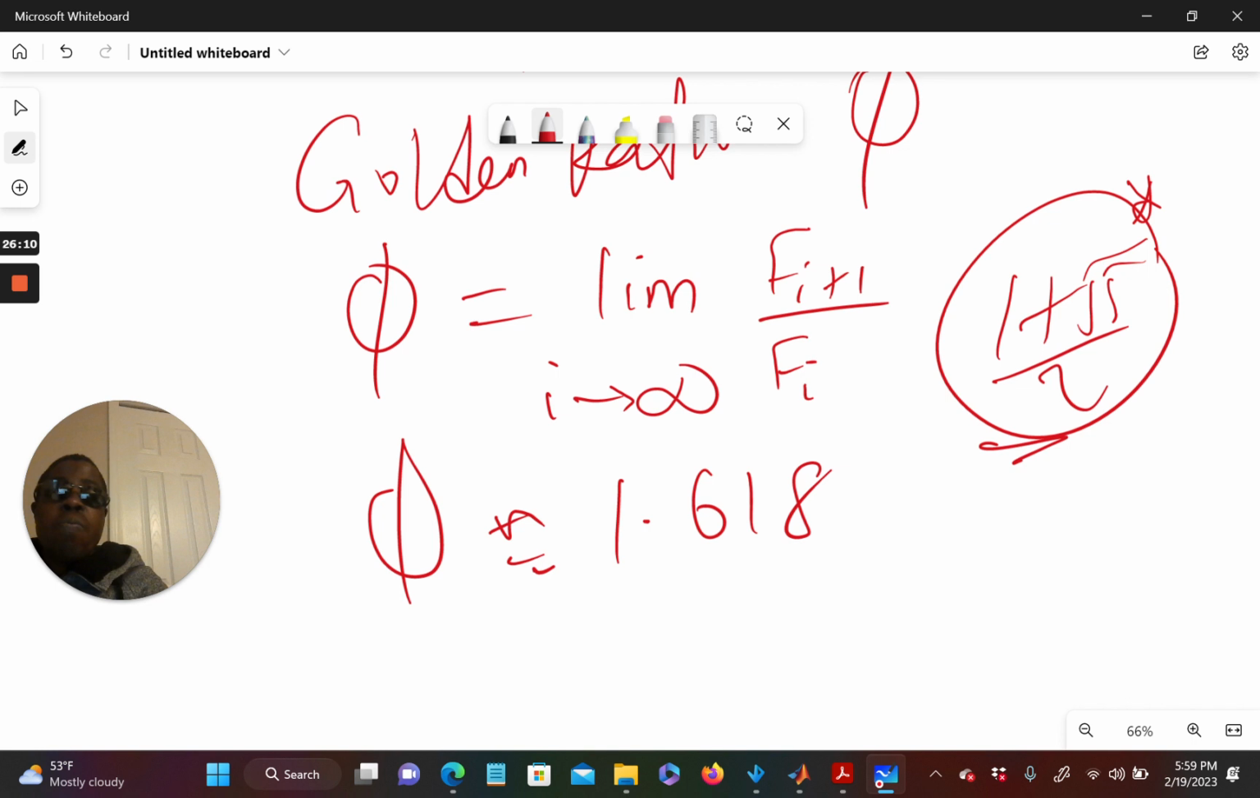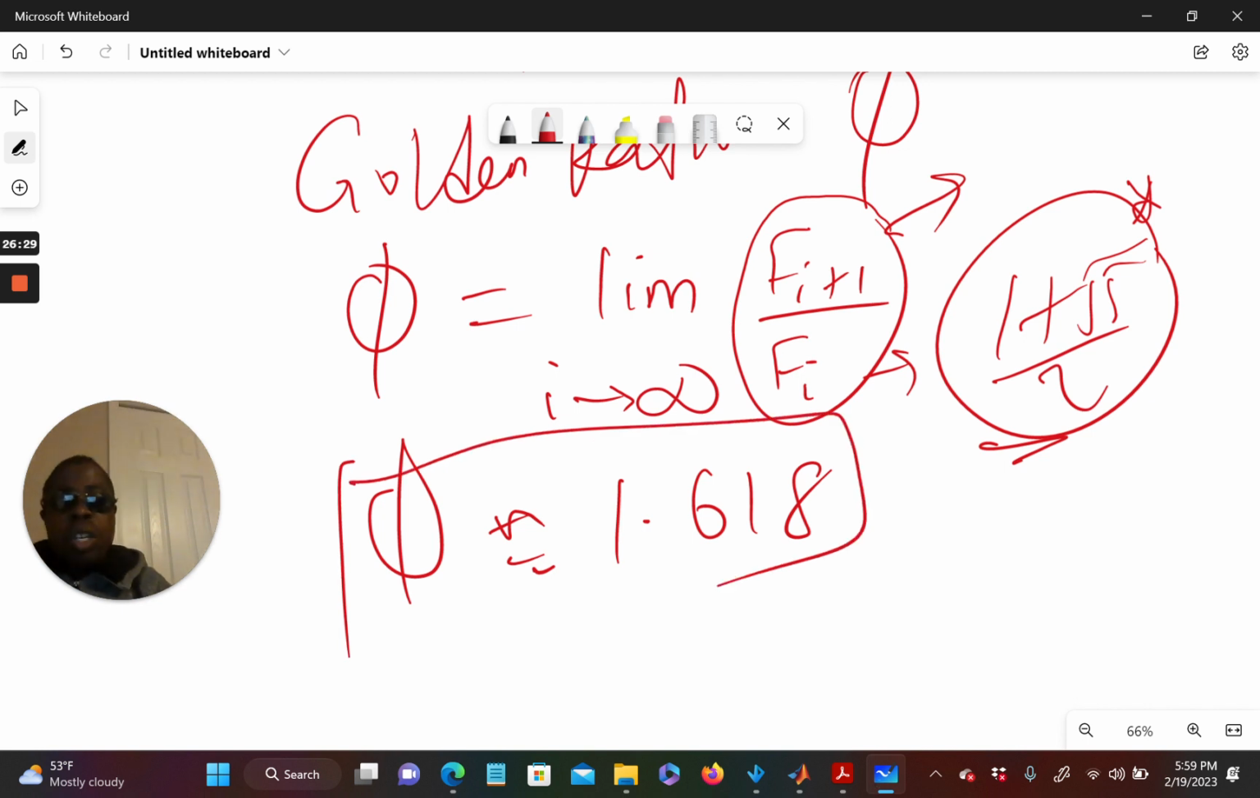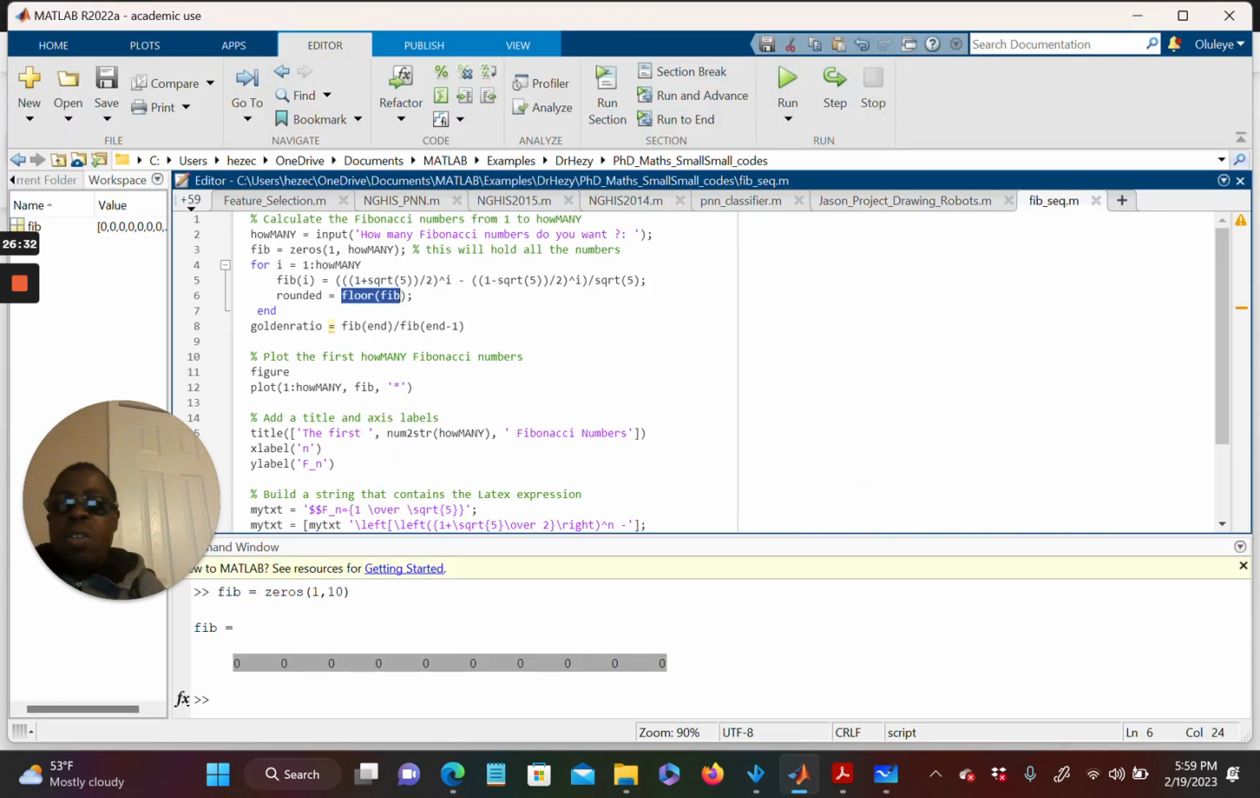Okay? Just know that when you take the limit of this ratio, next over previous in the Fibonacci sequence, as your I approaches infinity, meaning as you have more terms in the sequence, you have what is called a golden ratio. And if you go back to MATLAB here, see that here I've got fib n. N is the last number in that sack, in that bag, and n minus 1 is the predecessor of n.